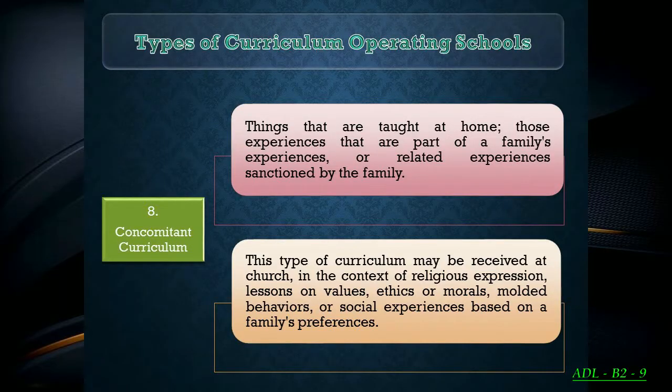The number 8 type of curriculum is concomitant curriculum. These are the things that are taught at home. Those experiences that are part of a family's experiences or related experiences sanctioned by the family. This type of curriculum may be received at church in the context of religious expression, lessons on values, ethics or morals, molded behaviors, or social experiences based on a family's preferences.